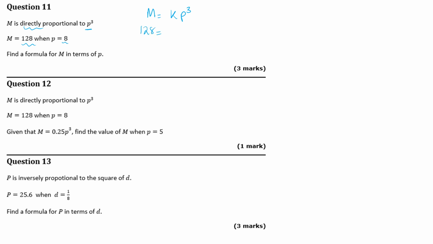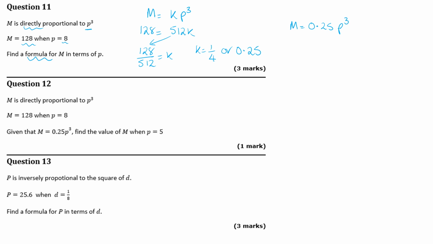M is 128. 8 cubed is 512, and because we know what that is, we can put that in front of the k. When you're timesing, order doesn't matter. Now to find k, it's joined by a times by 512, so we can take it to the other side to be a divide, and that's equal to k. And if you do that on your calculator, that comes out to be a quarter, or 0.25 as a decimal. Now you always have to write the formula, so now we know what k is, that's a constant, so we can write that m is equal to 0.25 p cubed.